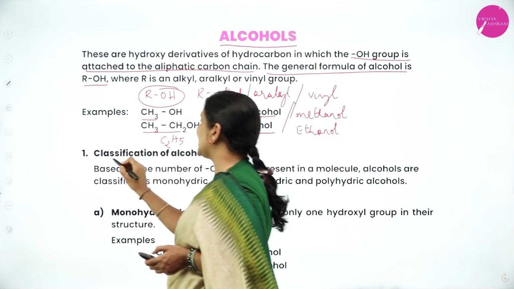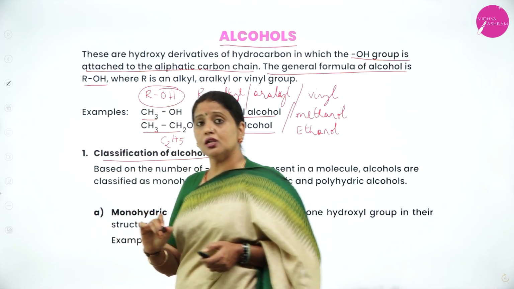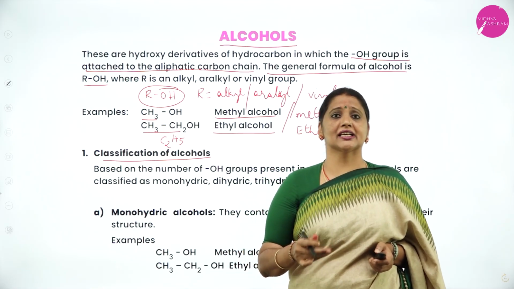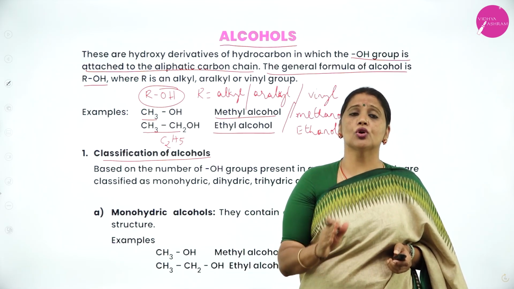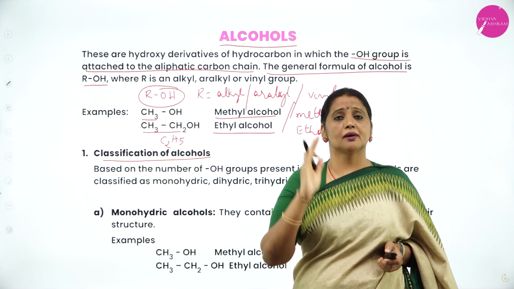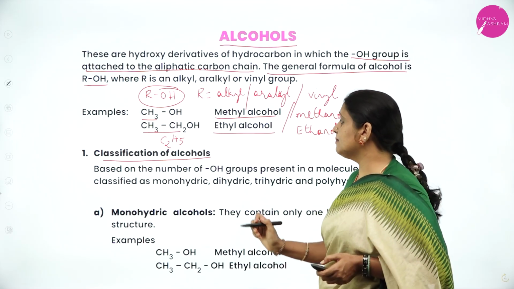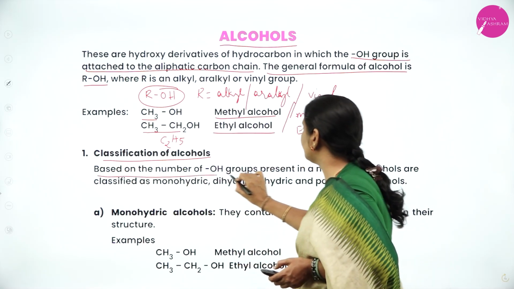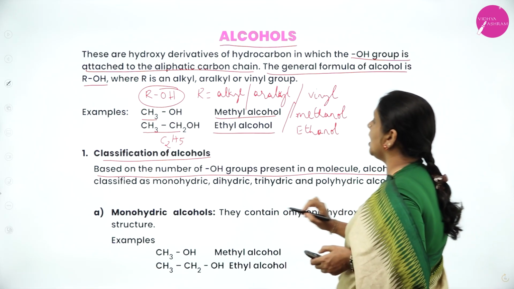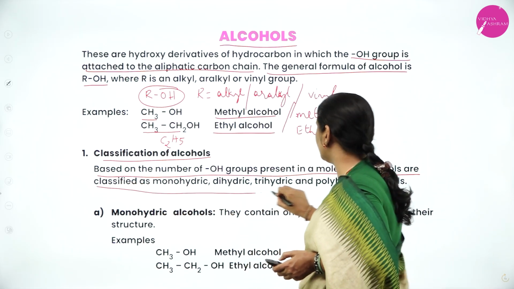Now, the classification of alcohols. Alcohols are classified into 4 categories based on the number of OH groups present in the molecule. Based on the number of OH groups present in the molecule, alcohols are classified into 4 classes.